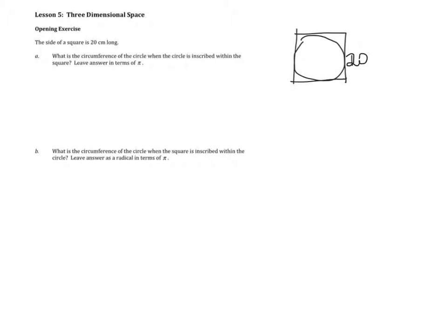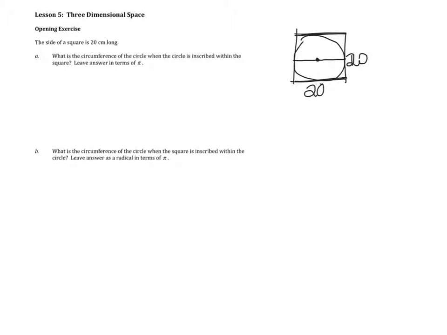So that means all four sides are 20, and if that is the case, then we can also state that the diameter of the circle is 20. If I can move that diameter down, it would line up with this outside side of the square, whether it's top or whether it's bottom.